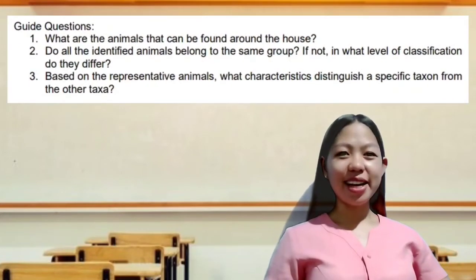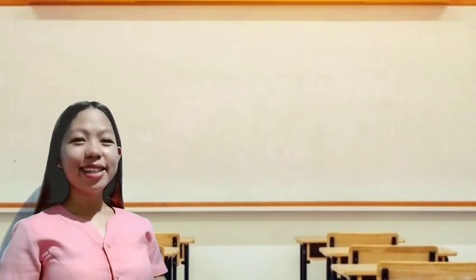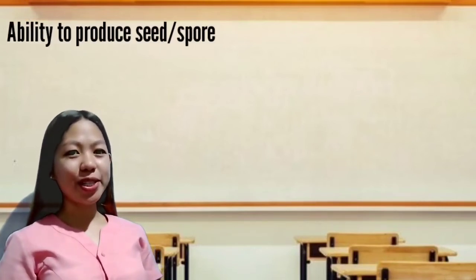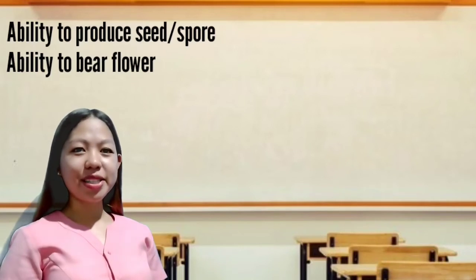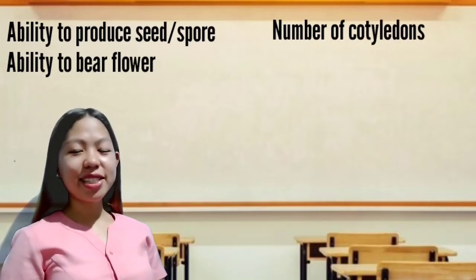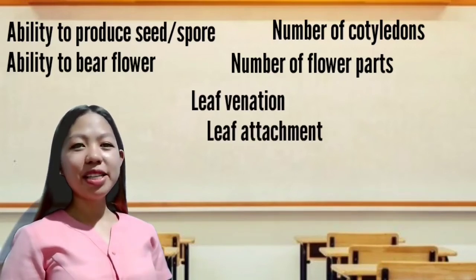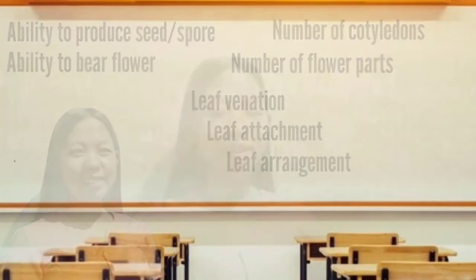Lastly, you will answer the 3 guide questions relative to the activity performed. The same procedures will be followed in the second part, which explores the diversity among plants. However, this time, you will be describing each in terms of their ability to produce seeds or spores, the ability to bear flowers, the number of cotyledons, the number of flower parts, their leaf venation, leaf attachment, and leaf arrangement. Just follow the preceding steps until you have answered the guide questions for Part B.